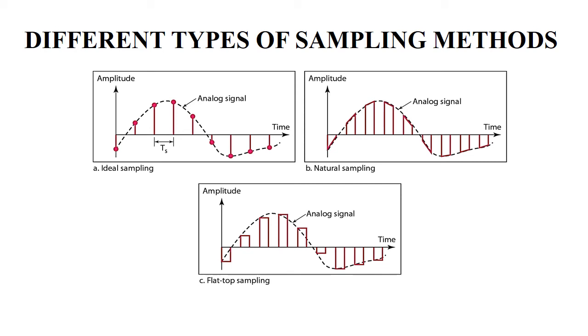The next one is natural sampling. Natural sampling is a practical method of sampling in which the pulses have a finite width equal to capital T. That is, the sampling is done in accordance with the carrier signal, which is digital in nature. The third one is flat top sampling. During the transmission process, noise is introduced at the top of the transmission pulse, which can be easily removed if the pulse is in the form of a flat top. Hence it is called flat top sampling or practical sampling.